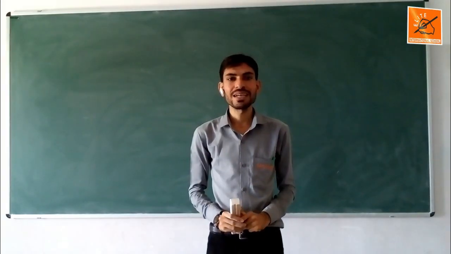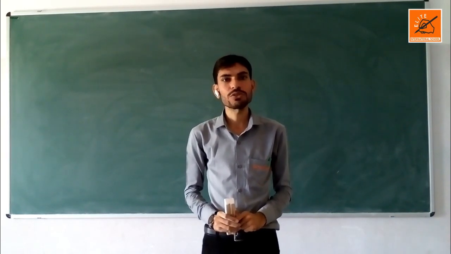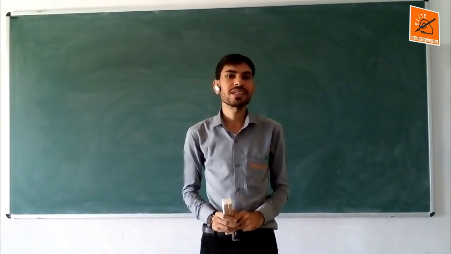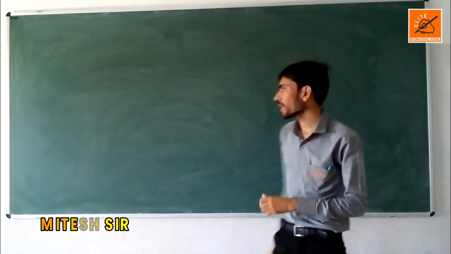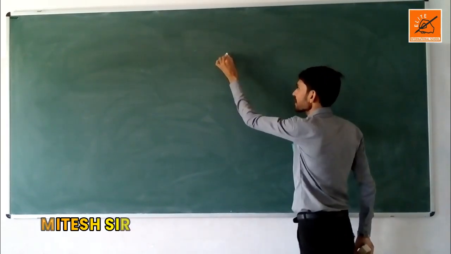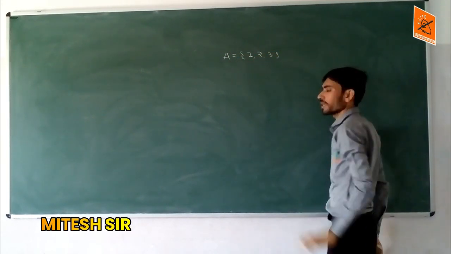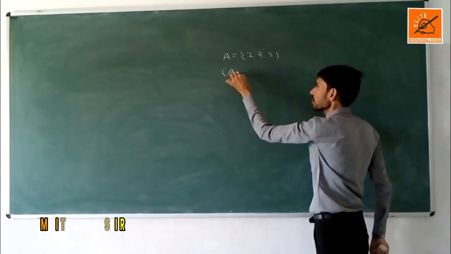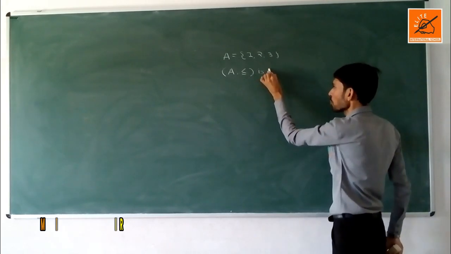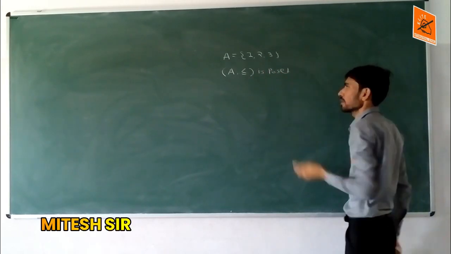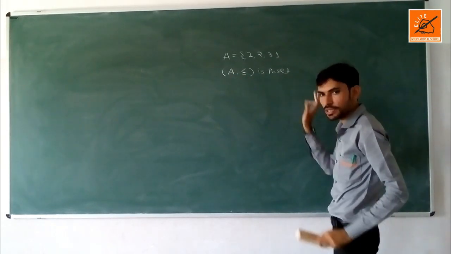Welcome to my lecture. In this lecture we will discuss cover of elements of posets. To understand this topic, we start with an example so you can understand better. Consider the set A = {1, 2, 3}, and define a relation on set A as less than or equal to. So A with the relation less than or equal to is a poset.